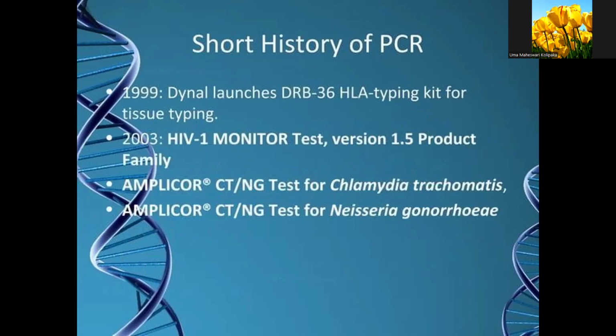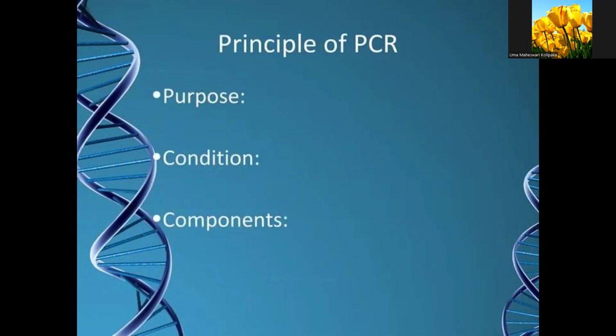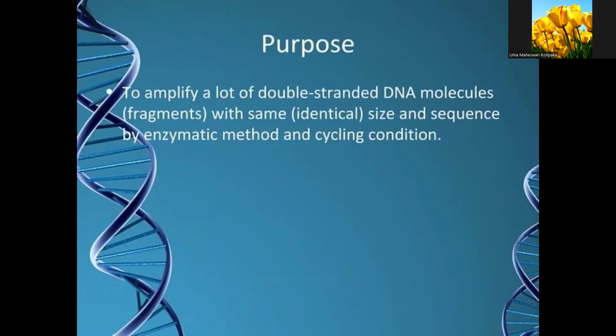Next, coming to the short history of PCR, that is HLA typing, Chlamydia trachomatis Amplicor, Neisseria gonorrhoeae Amplicor, and HIV-1 Monitor test. These are the years of development. Next, principle of PCR. What is the purpose of PCR? What are the different conditions we need to maintain? And what are the different components we need to remember with respect to PCR? We are going to discuss.